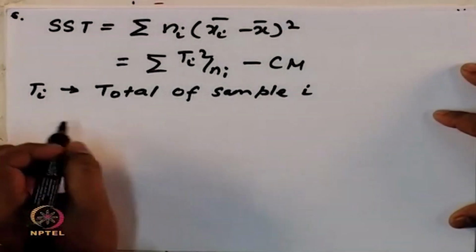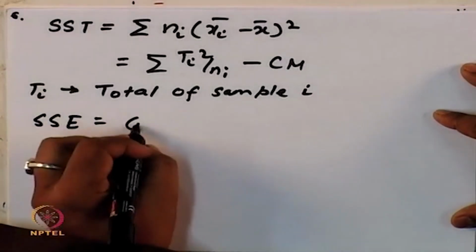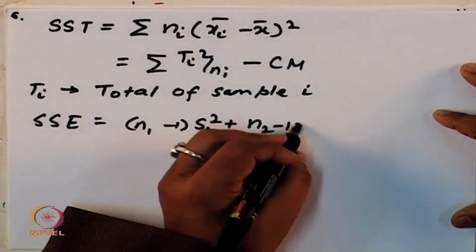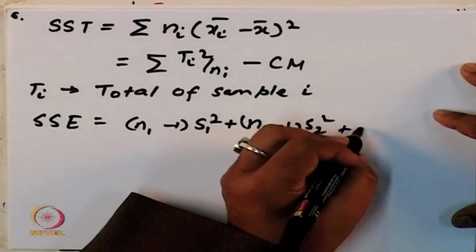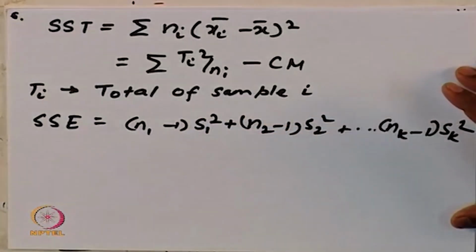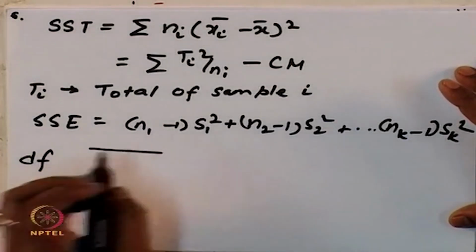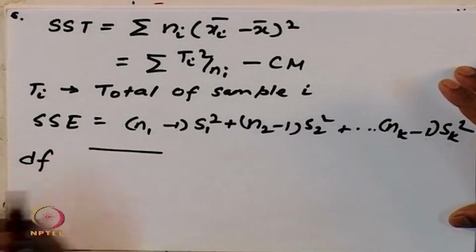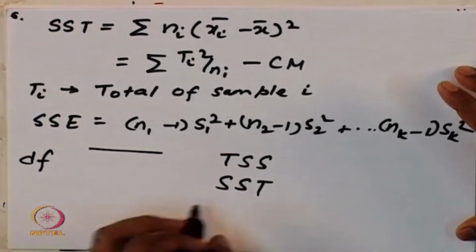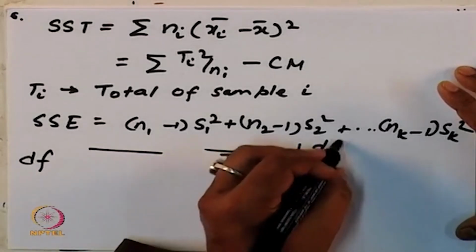Okay. And you have the sum of squares of errors, and this is given by the sum. Okay. So, the degrees of freedom or df corresponding to TSS, SST and SSE, you can write the degrees of freedom.